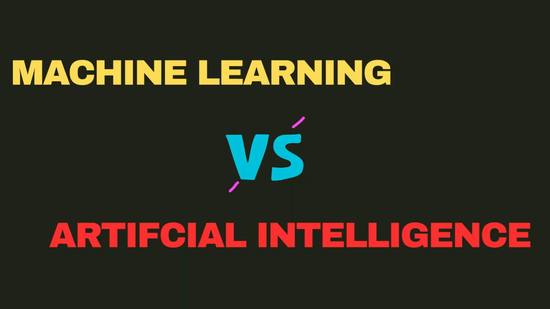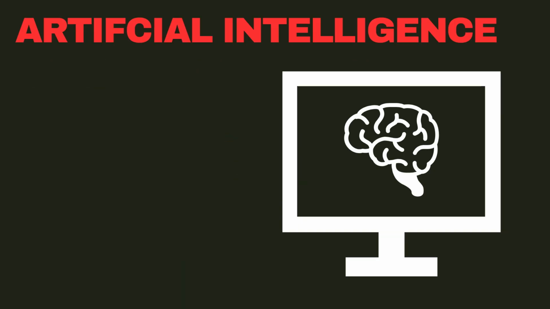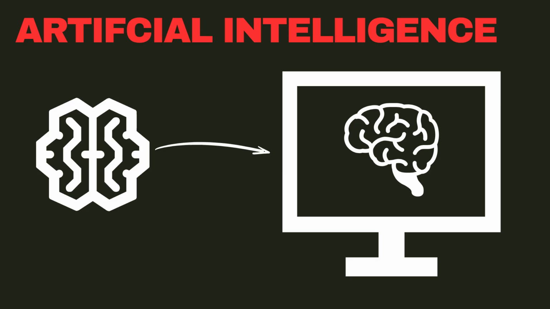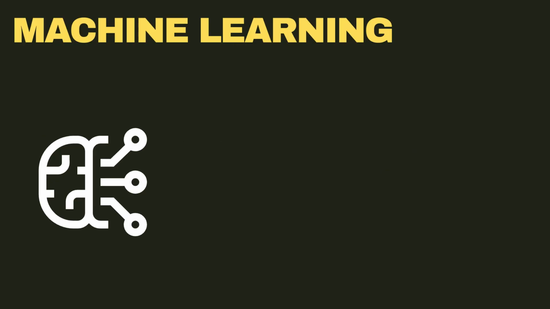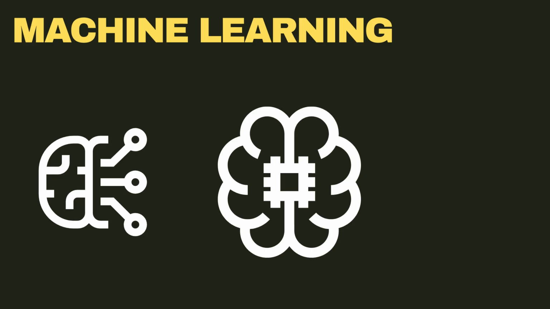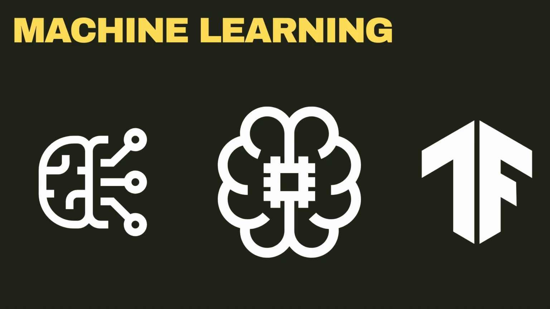Machine learning versus artificial intelligence. Artificial intelligence is the broad field of creating machines and systems that can perform tasks requiring human-like intelligence. Artificial intelligence includes everything from simple rule-based systems to complex neural networks that mimic the human brain. Machine learning is a subset of AI focused on building systems that can learn from data without being explicitly programmed. Instead of writing rules, we show examples and let the machine discover patterns. It is a data-driven approach. It learns from examples, which is usually called training data.